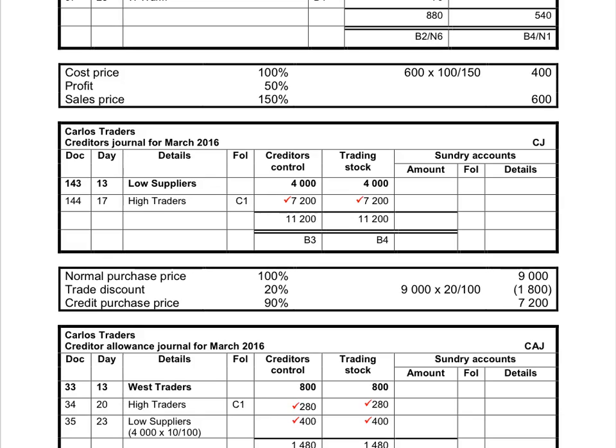The normal purchase price is 9,000. We calculate the 20% and deduct 1,800. So the amount that we pay for the goods is 7,200 and we owe the creditors 7,200. No entry for trade discount. The document will be number 144.